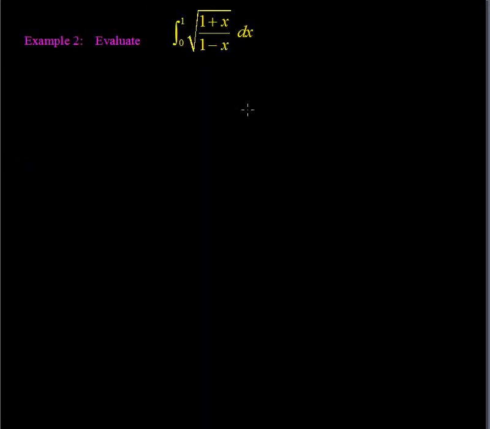All right, example 2. And here's another example of a different type of improper integral. In this case, this integral is improper because it extends from 0 to 1, and at x equals 1, right here, when x approaches 1, 1 minus x is approaching 0. So you end up with a divide by 0 problem right at the edge of your limit of integration.